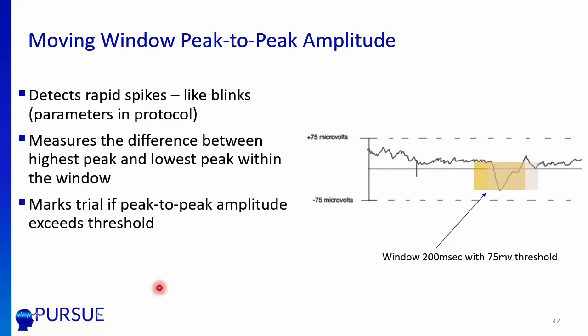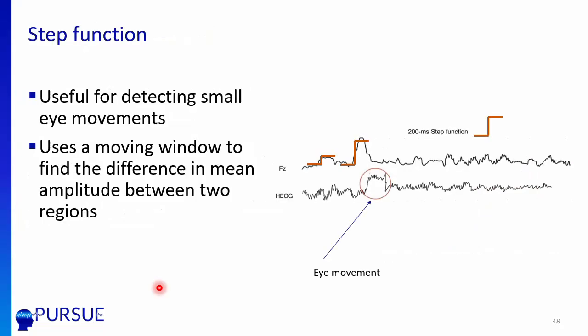So the moving window detects rapid spikes in your data, like those that appear in blanks. The specific parameters for the moving window are in the protocol, so there are some numbers that you'll make sure get put in. Essentially it measures the difference between the highest peak and lowest peak within the window, and the window and the threshold are set by the parameters that we put in. It's going to mark the trial for rejection if the peak-to-peak amplitude exceeds that threshold, right? That's the idea here. So it just goes through and detects those.